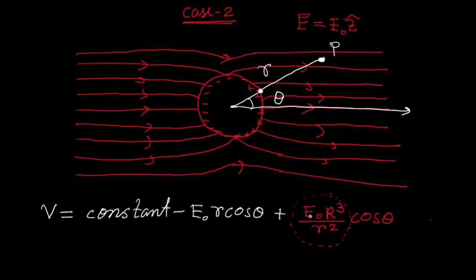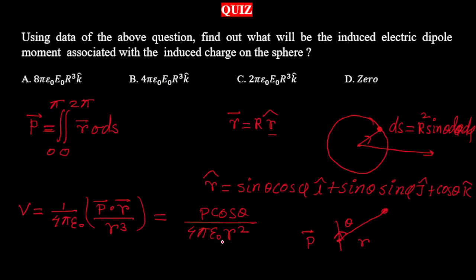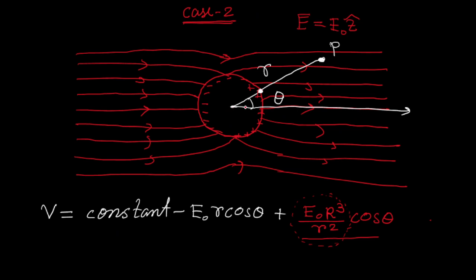And this potential term shows that the potential varies with respect to r as 1 by r square. So according to the concept of multipole expansion, we can say that the induced charge will behave as a dipole. If you want to calculate this dipole, you can compare this potential term with this potential. From there you can get P, the magnitude of the induced dipole moment, and from the figure you can get an idea of the direction of the induced dipole moment. We always take the direction of dipole moment from negative charge to positive charge.